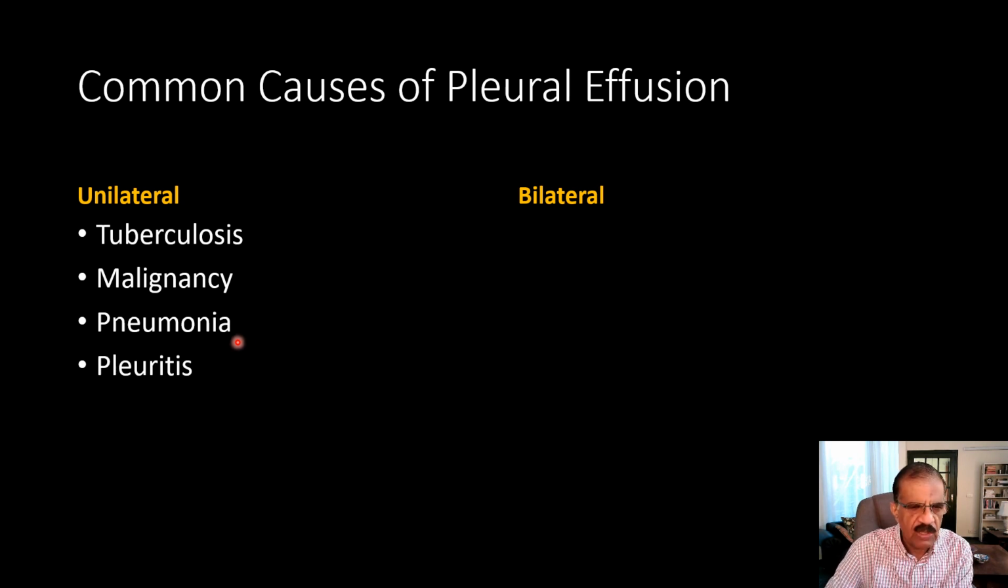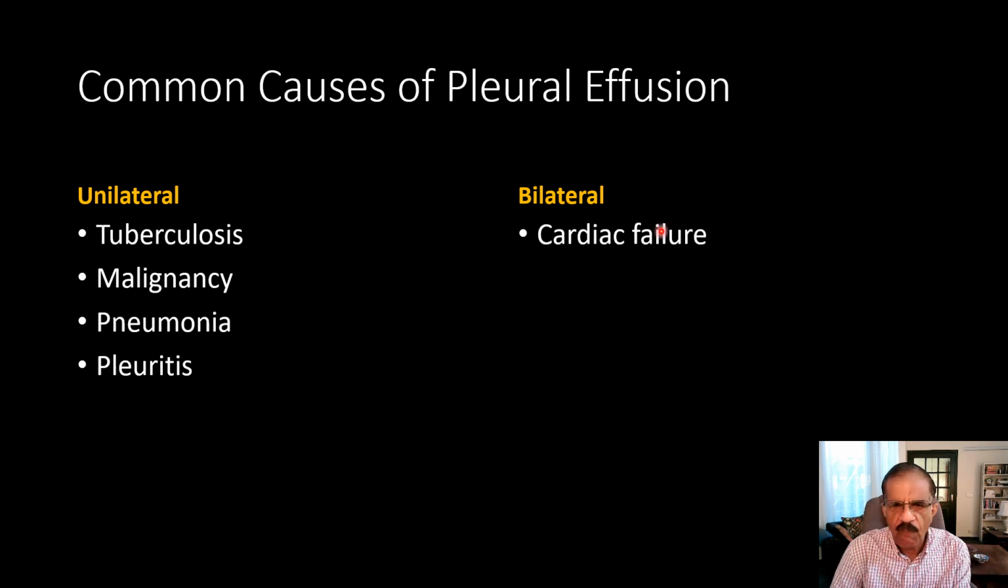Then pleuritis. Sometimes patient may have pleuritic pain and when you auscultate you may find a pleural rub and there may be small pleural effusion. This used to be called pleurisy, but these days we call it pleuritis. This is a viral infection. So these are causes of unilateral pleural effusion.